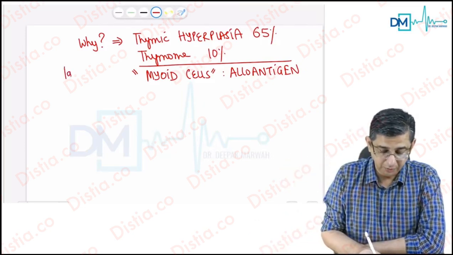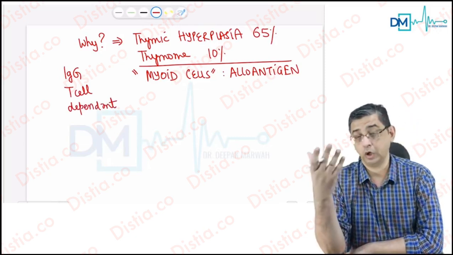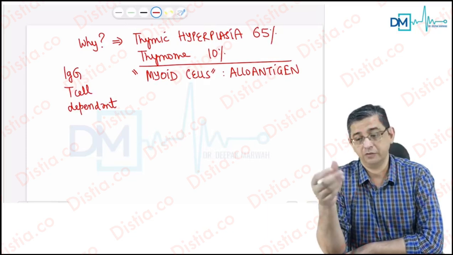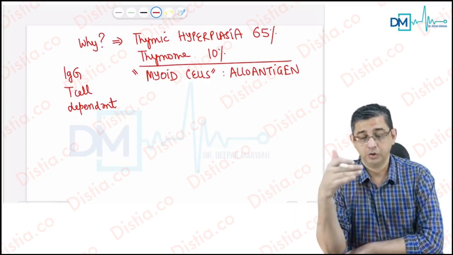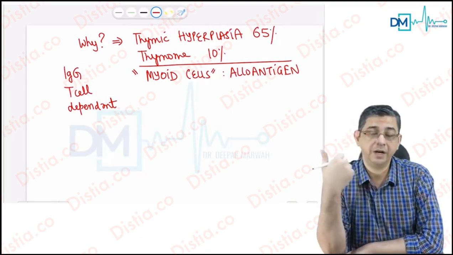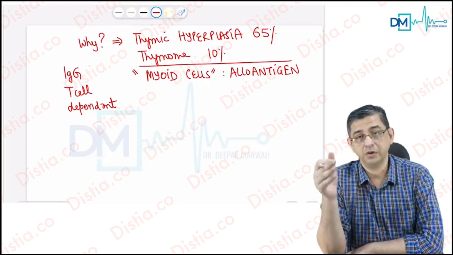The antibodies which are found in this condition are all T cell dependent and are of the IgG class. The importance of knowing that the antibodies are IgG class is that they can cross the placenta. So if a mother, like a young lady with myasthenia gravis, since autoimmune diseases are common in women, conceives, she can transfer this antibody to her baby, and congenital myasthenia gravis or neonatal myasthenia gravis could be a presentation in this case.